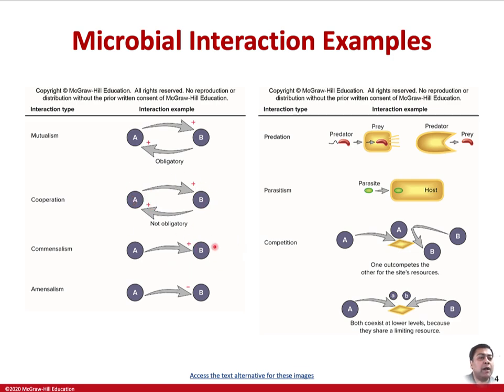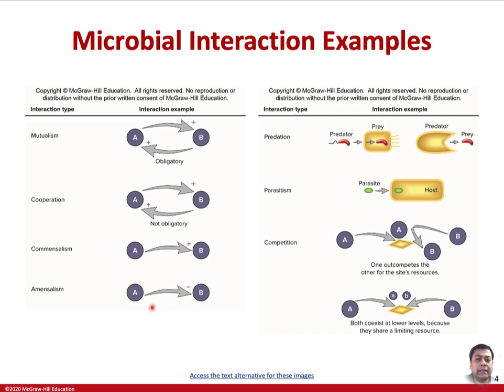The next one is commensalism, where A helps B and B is benefited, but B does not have any positive or negative impact on A. So this relationship is just one-way traffic. The second organism doesn't do any harm, nor does it benefit the A organism.